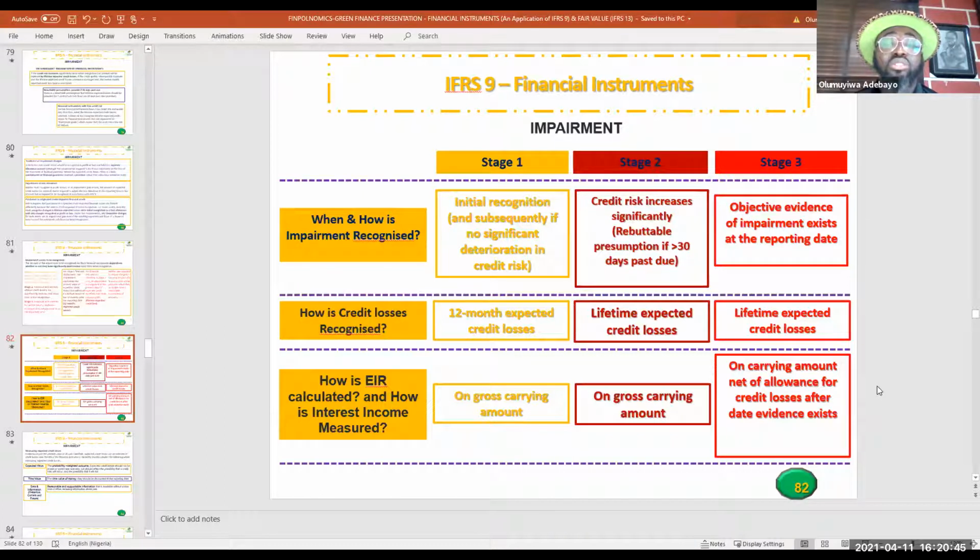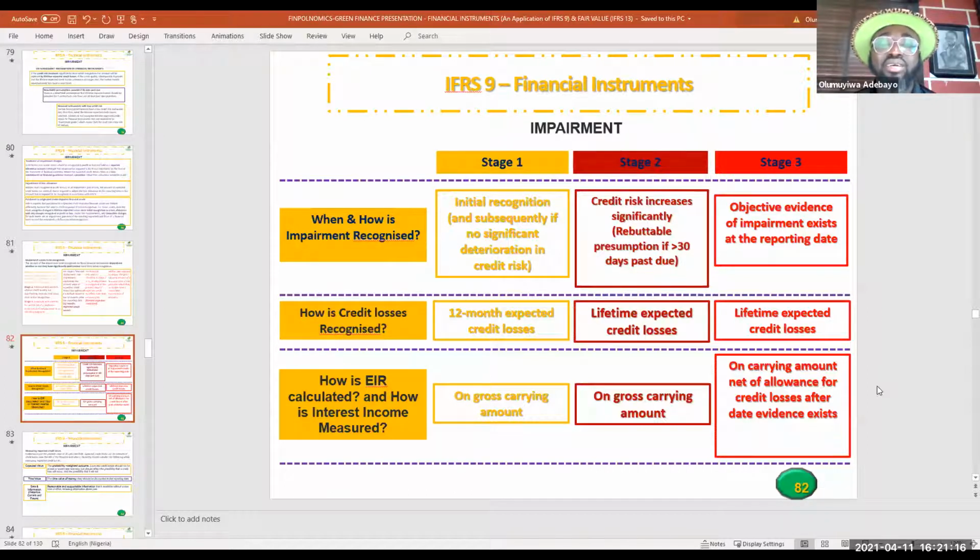Now, the effective interest rate is the original effective interest rate, which means it does not change, except if there is a significant modification to a financial asset. But if there's no significant modification to a financial asset, the effective interest rate that you use over the life of the asset is the same effective interest rate that was obtained at the initial recognition. And you understand how we derive that.